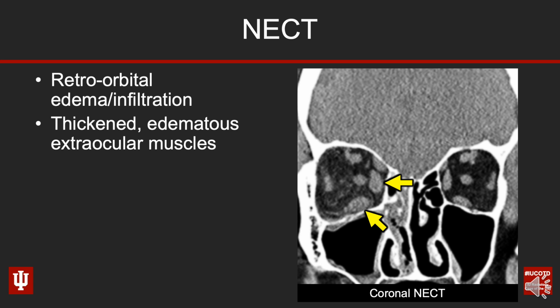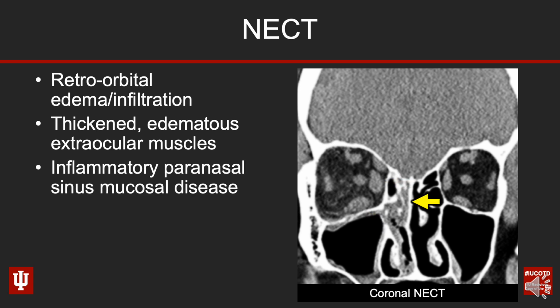If you look at the extraocular muscles, particularly I've pointed out the inferior and medial rectus muscles here, we can see that they're thickened and edematous compared to the contralateral side. And again, we see that inflammatory paranasal sinus mucosal disease as well.